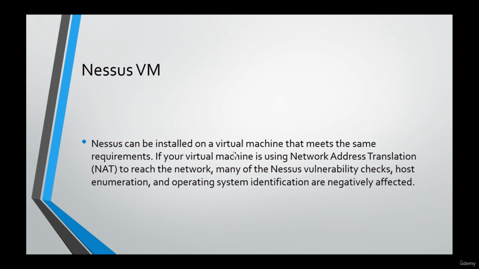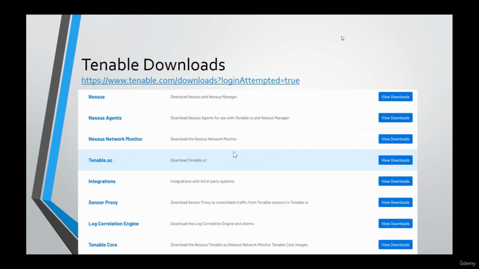Now, as I told you, you can use Nessus VMs or Tenable Core. You need to make sure there is no NAT configured, because that may result in false positives and wrong data. After preparing the hardware requirements, you will need to go to Tenable Downloads and download the software.